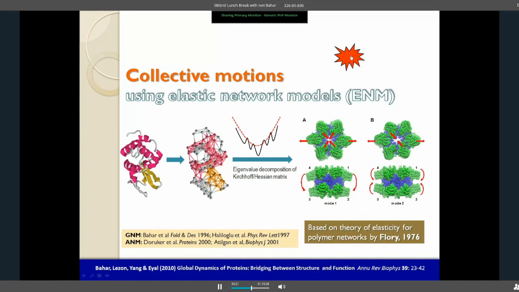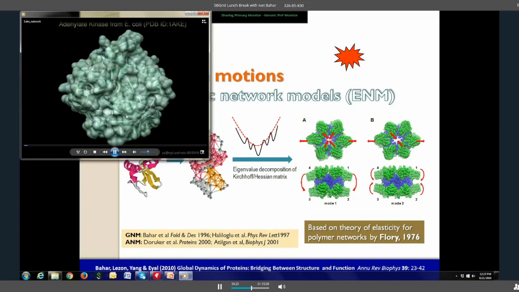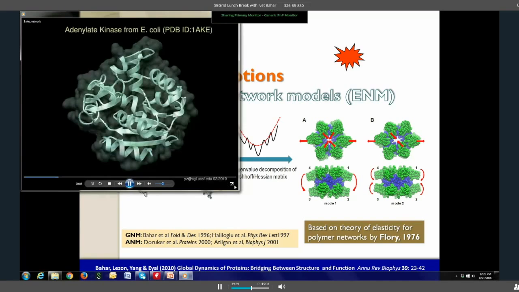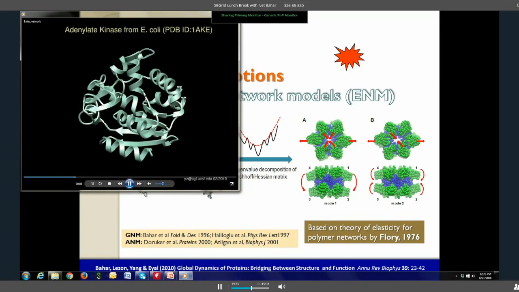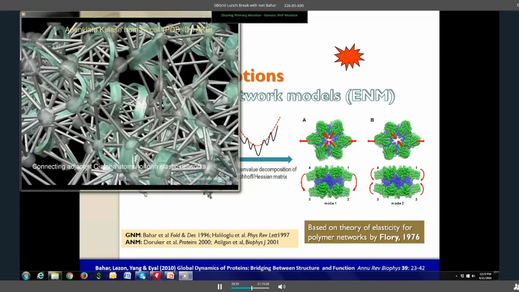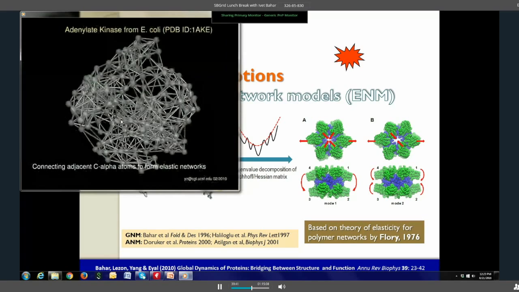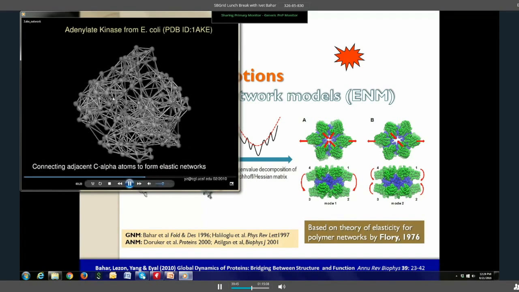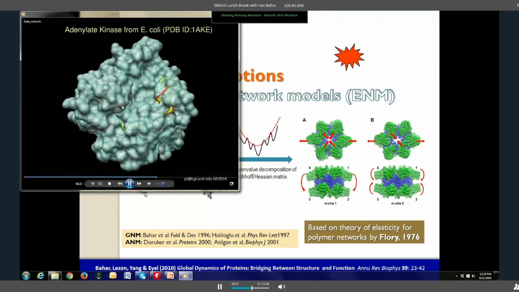So here is a movie that a student of mine prepared for describing the anisotropic network model. Essentially, we consider the backbone, as you can see. The alpha carbons are the network nodes, and we connect the alpha carbons by elastic springs. So here is a network representation of adenylate kinase.